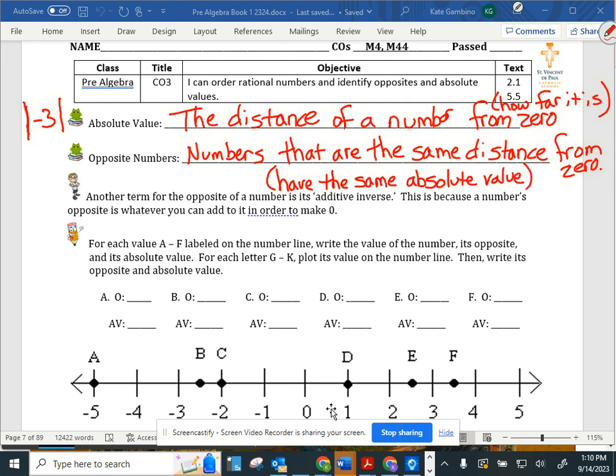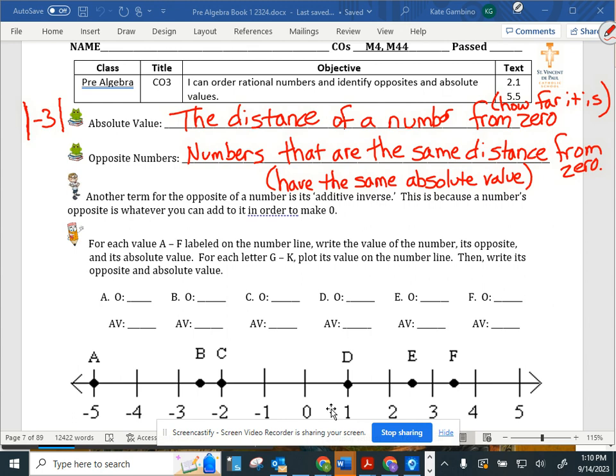So if I have my -3, what would its opposite be? Remy? 3. If I have my +5, what is its opposite, Olivia? -5. So you take the number, and if it was a positive, you put it as a negative. And if it was a negative, you put it as a positive. That's its opposite.